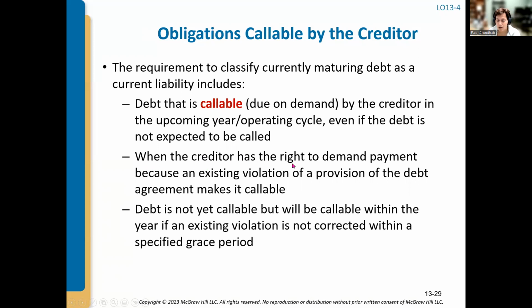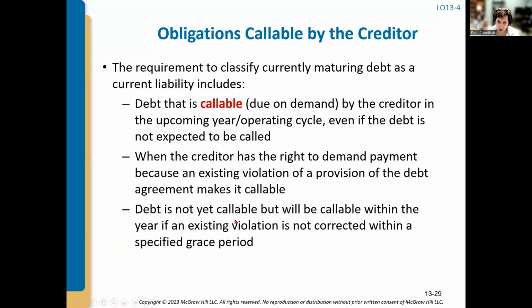When the creditor has a right to demand payment, again, which means they're going to say, I need the money now because there's a violation. There's some provision of the debt agreement that I violated that now makes the debt callable. So these were not issued as callable debt. However, there were some terms and conditions that I violated, and therefore it has to become a current liability, get reclassified as a current liability. It may not be due for another 10 years.